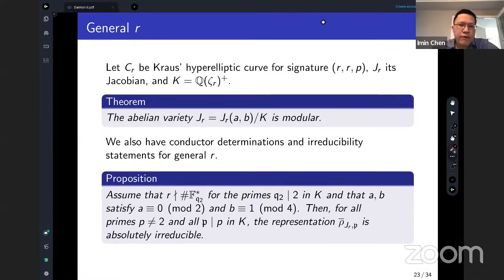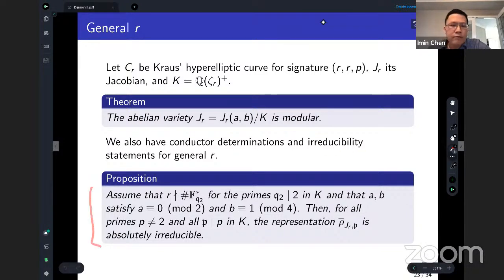So my example was for R equals 7 and C equals 3. In that case, we went through all of these steps, but as I mentioned, we can also prove these results for general R. So for instance, we can prove Kraus's abelian variety is modular in general. We also have conductor determinations for general R and irreducibility statements.